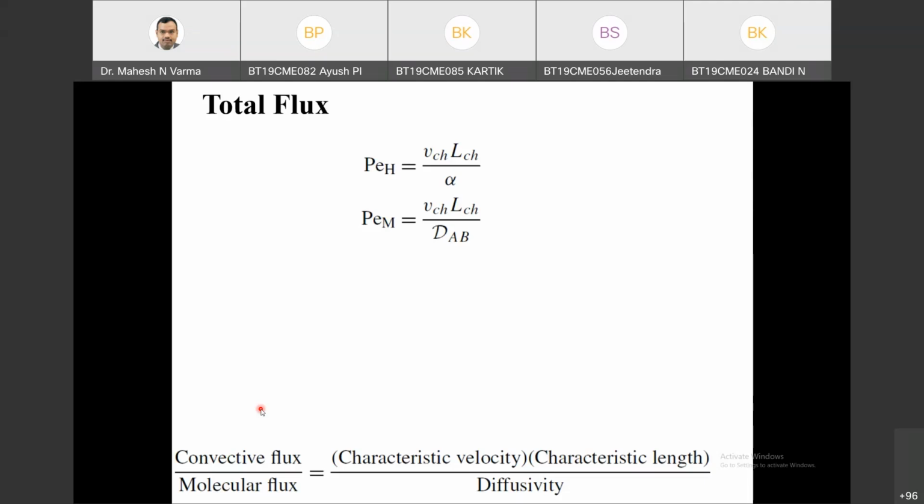Roll number 41, Mithilesh. Yes, sir. Which is correct? Sir, the Nusselt number is a ratio of convective flux to molecular flux, and the Peclet number for heat transfer is a ratio of convective flux to molecular flux. So, which is the correct one?